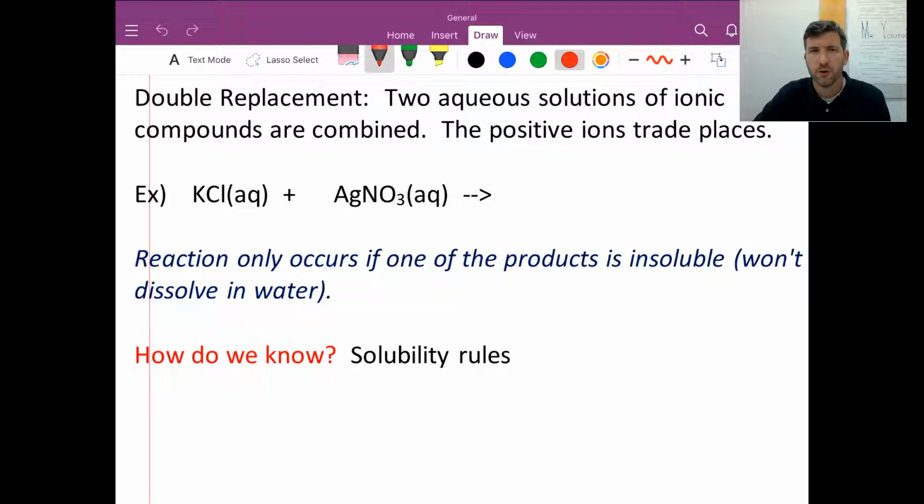Alright, so here are your notes over double replacement reactions. We talked about single replacement reactions in class. Double replacement reactions are the last reaction type. The notes are there. Let me go ahead and give you a second to copy those down, and then we'll talk about what they mean. So go ahead and pause the video right here.